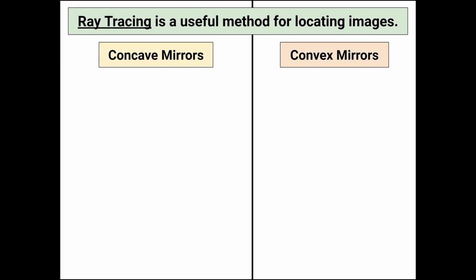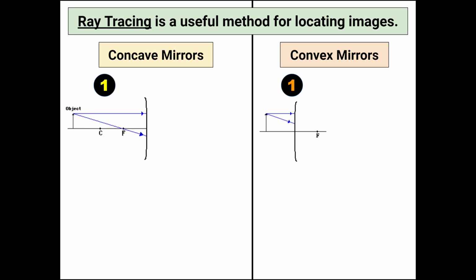So now that we've reviewed the two types of mirrors, let's remind ourselves how ray tracing could be used to locate images on these two types of mirrors. Ray tracing is pretty useful. It's not necessarily what this lesson is about, but it's still worthwhile to remind ourselves how it works. Again, this is assuming this is the second or third time you're learning about it.